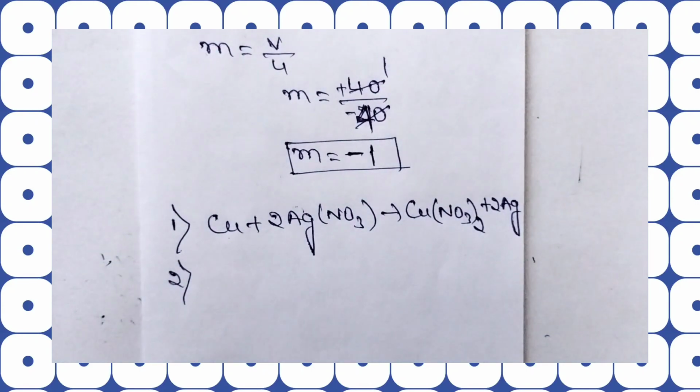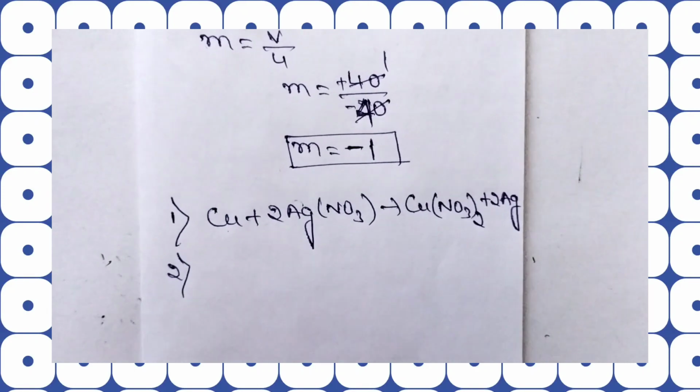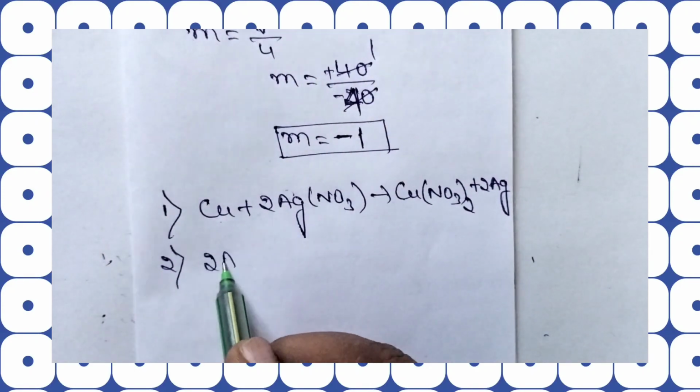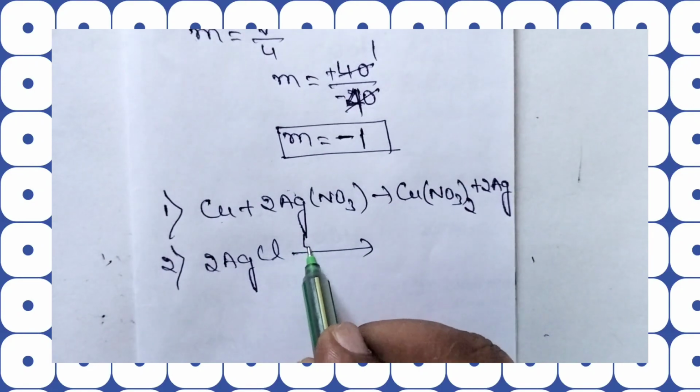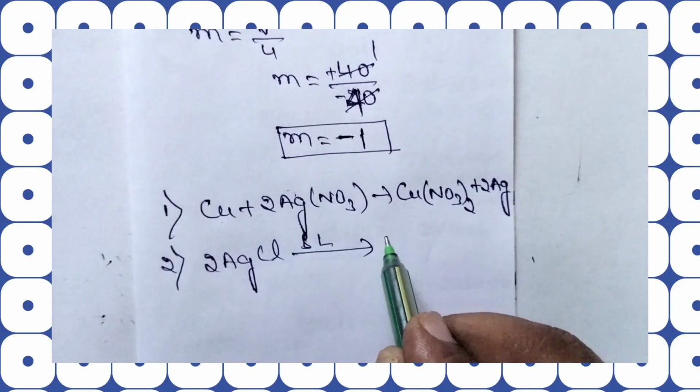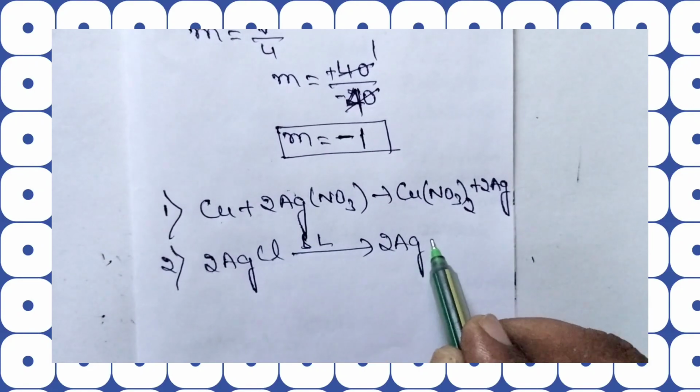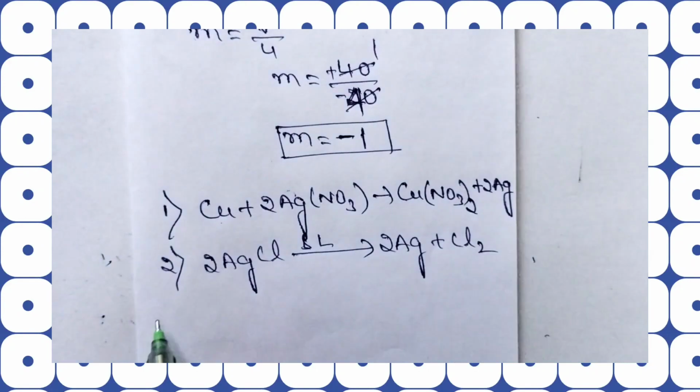Then the second one is silver chloride is exposed to sunlight. That is 2AgCl gives rise to, when exposed to sunlight, it forms 2Ag plus Cl2 liberated.